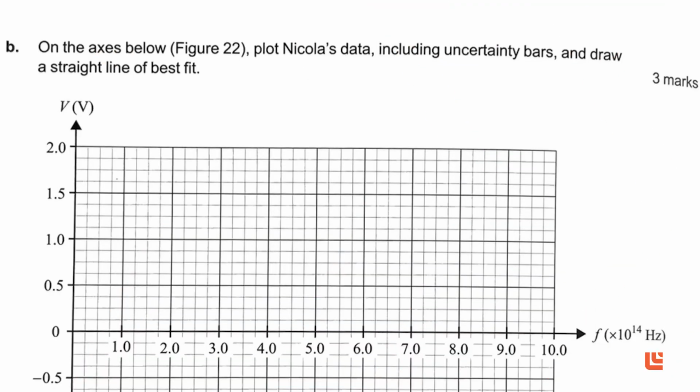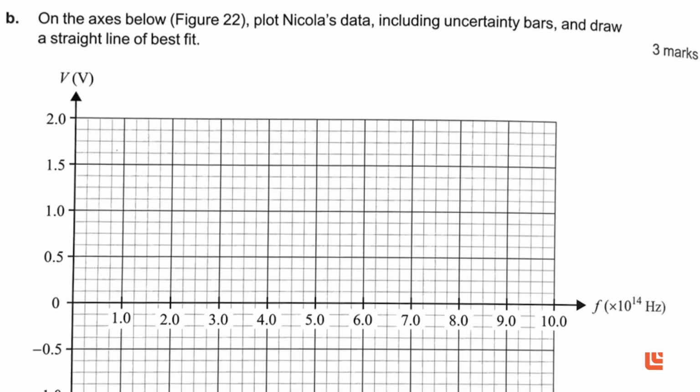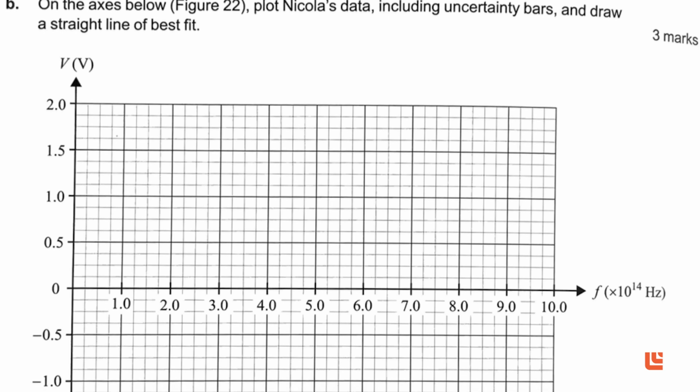Students were required to identify controlled, dependent, and independent variables, plot a graph from provided data, and interpret the findings. In order to get the majority of the marks, students needed to plot a graph of voltage against frequency, including uncertainty bars and a line of best fit. While this question itself wasn't revolutionary, what stood out was the sneaky scaling on the axis.